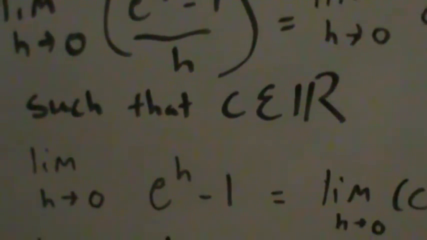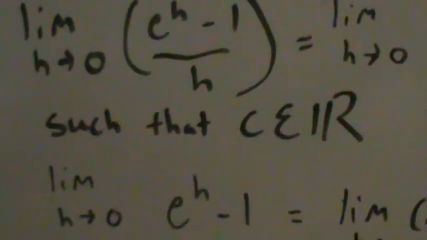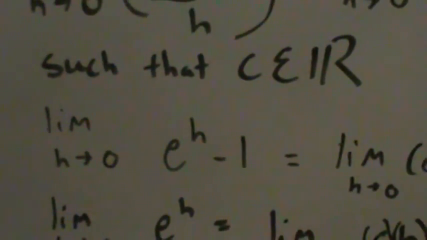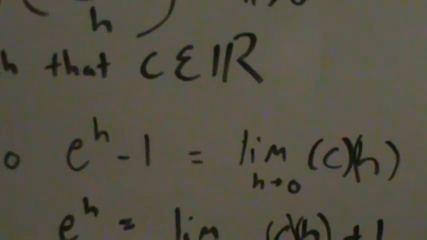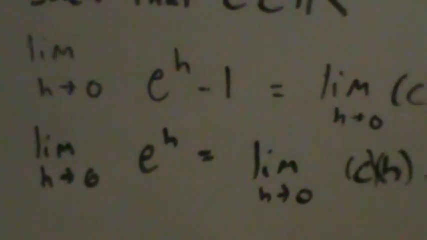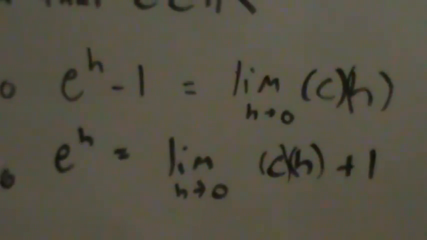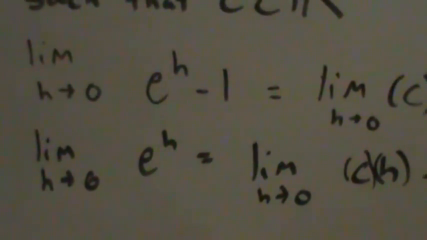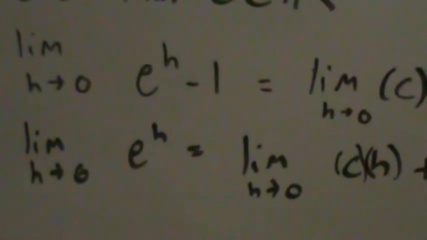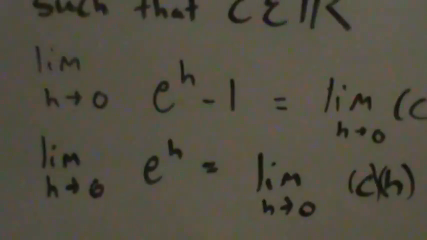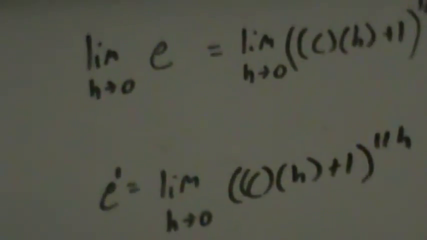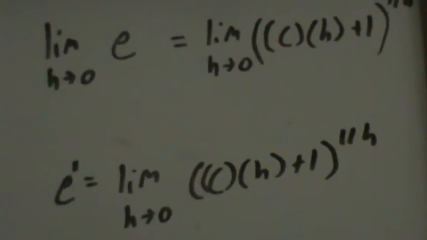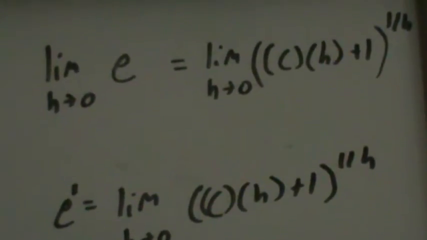But from here, where we go is that with the algebra, you multiply through by the h. So we have the limit as h approaches 0 of e to the h minus 1 equals the limit as h approaches 0 of c times h. You continue this through, bring over the 1, so we have c h plus 1. And then from here, what you do is you raise both sides to 1 over h. So that's going to cancel out the h on the one side and make this second part up to the limit as h approaches 0 of e equals the limit as h approaches 0 of (ch plus 1) raised to the 1 over h.